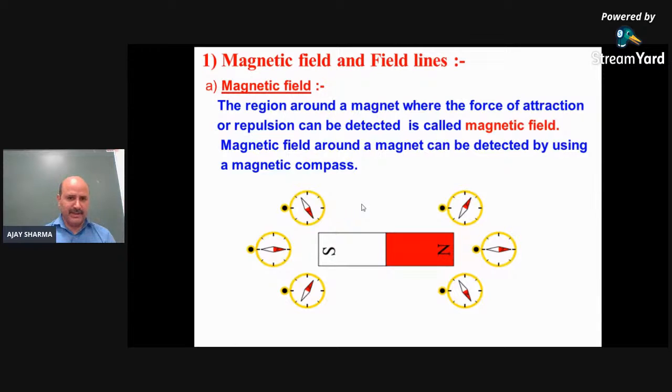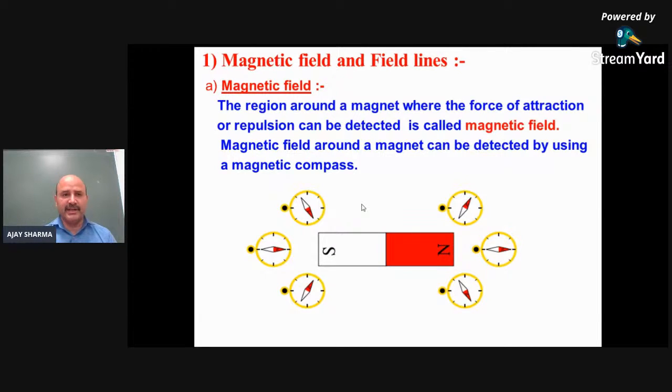Students, as it is very clear on the slide itself, first we have to define what is magnetic field. It is just a region around a magnet where the force of attraction or repulsion can be detected. Now, it means how to detect the magnetic field? If we have some magnetic material, or specifically a magnet, placed inside the magnetic field, definitely a force will be exerted on that material.